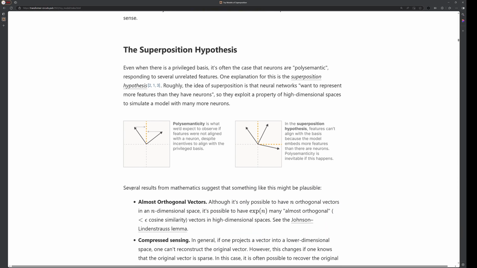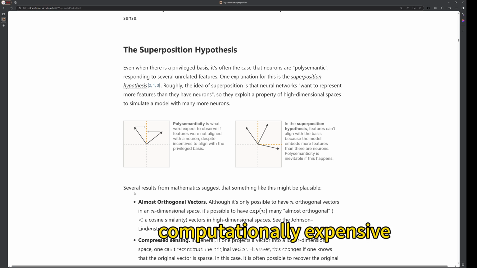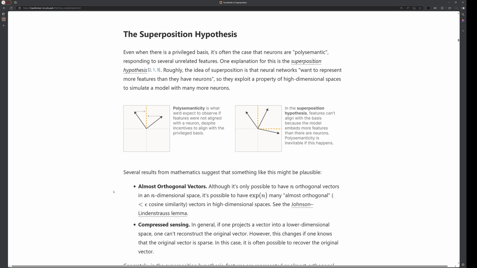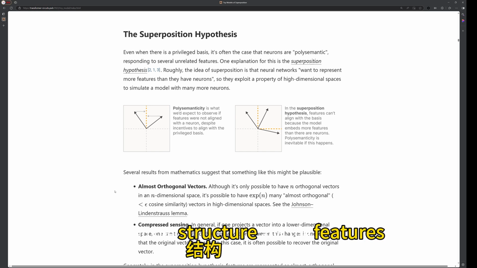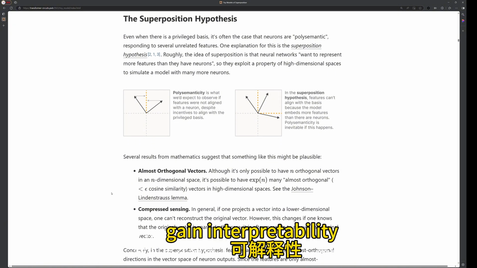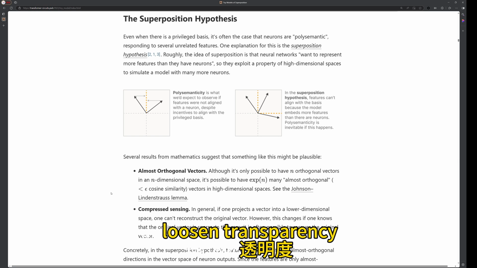It is. This is also computationally expensive, especially for large models. And it creates a gap between the structure and the features. So it becomes harder to understand how it's working. Exactly. So again, we gain interpretability, but we lose some transparency.